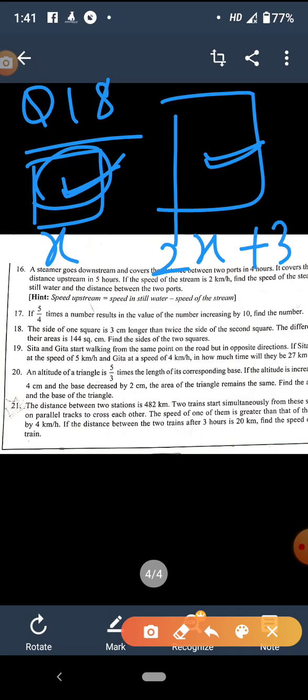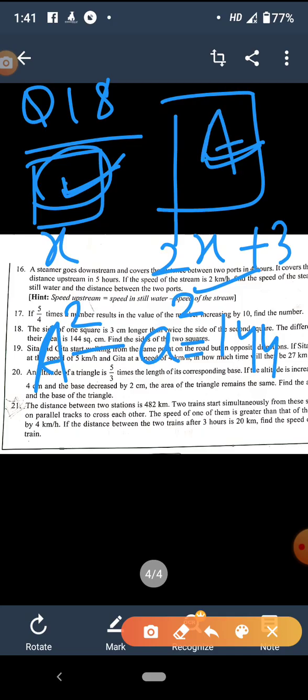The difference in their areas is 144. So what is the area of the square? What is the area of the small square? The area here is capital A, here it is small a. Now the side is 2x plus 3 and here the side is x.